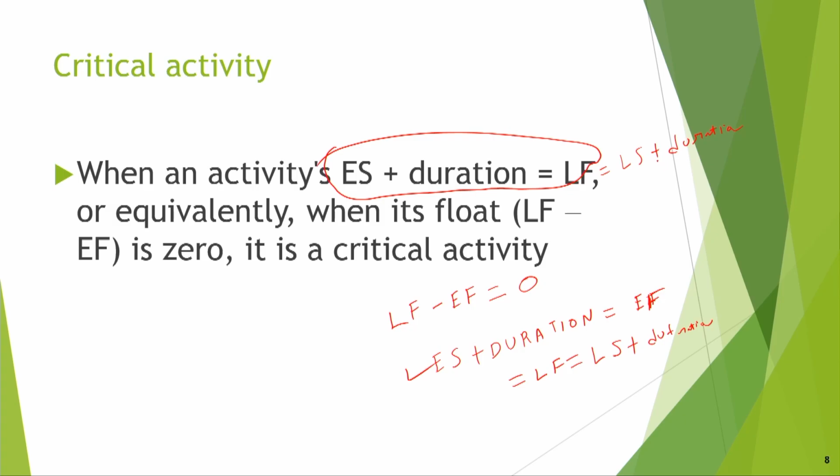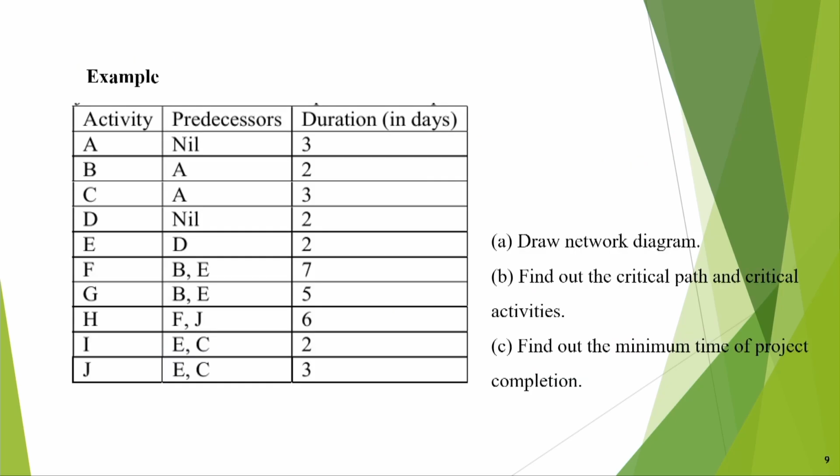Okay. So, if duration comes on both sides, that means it automatically gives ES equal to LS. That means earliest start and latest start should also be the same. Earliest finish and latest finish should also be the same. So, that is also there. These are the relations. Some of them may be redundant, but this is the thing.